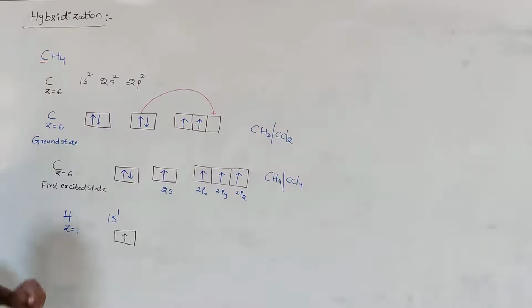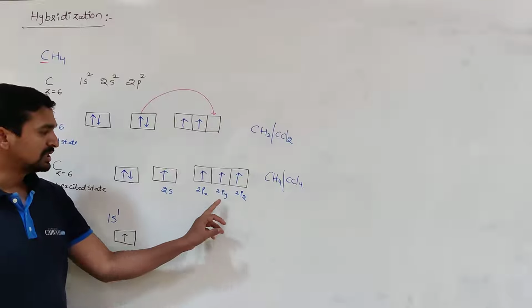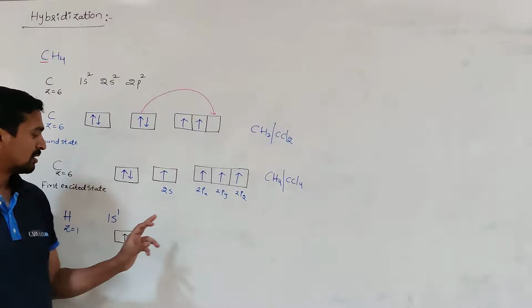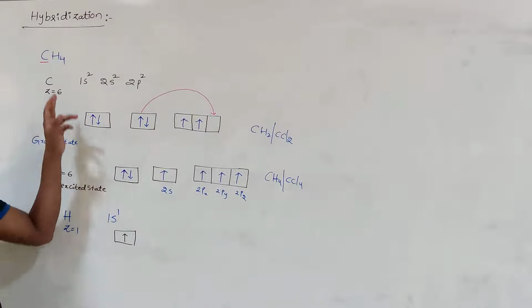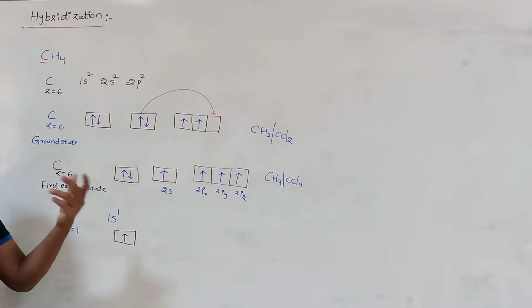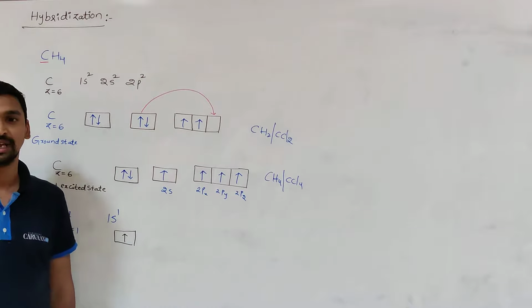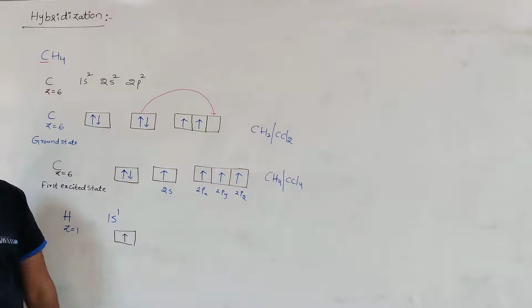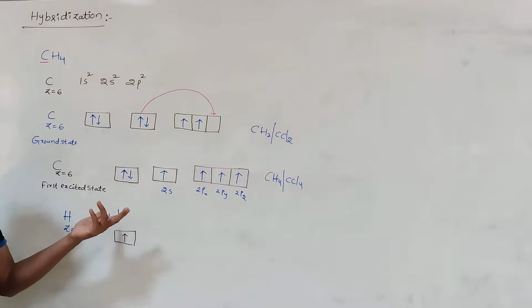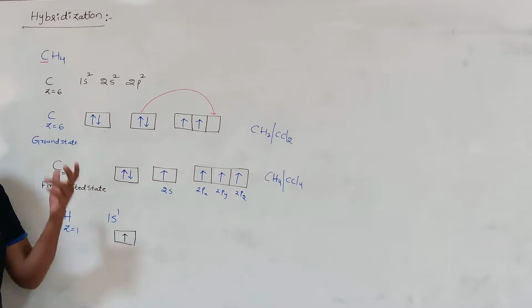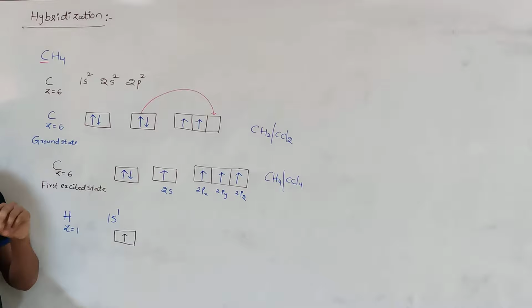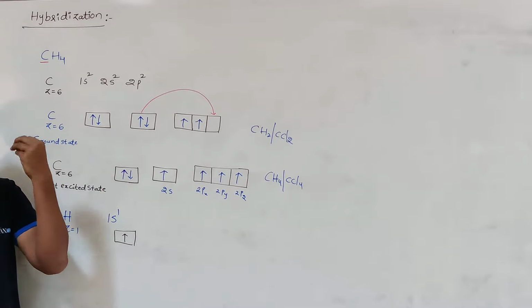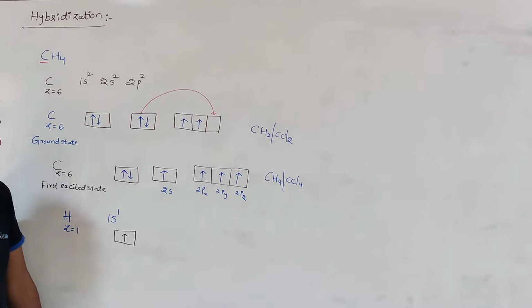Okay, fine. Now these 2p orbitals are overlapped with the 1s orbitals of the hydrogen atoms. So s and p overlapping takes place, which results in the formation of which bond? Obviously the sigma bond, because an s orbital is involved. When an s orbital is involved in the overlapping, it always results in the formation of a sigma bond.